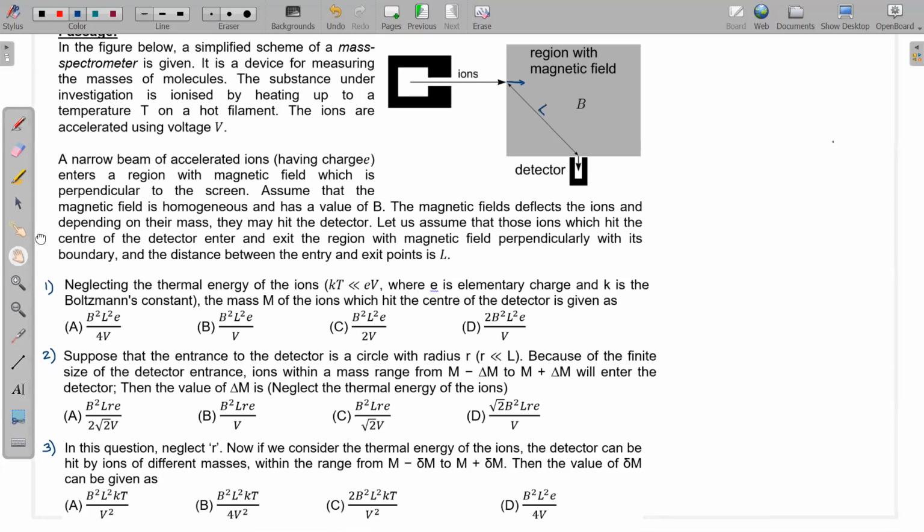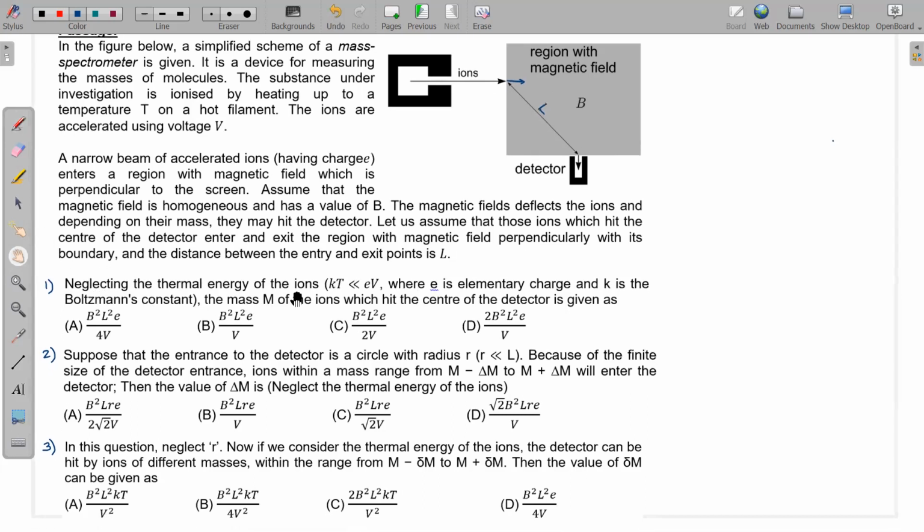So the first part of the question says that neglecting the thermal energy of the ions, so kT is much less than EV, so we do not need to consider the thermal energy of ions in this case. So E is the elementary charge and k is the Boltzmann constant. You need to find the mass of the ions which will hit the center of the detector.